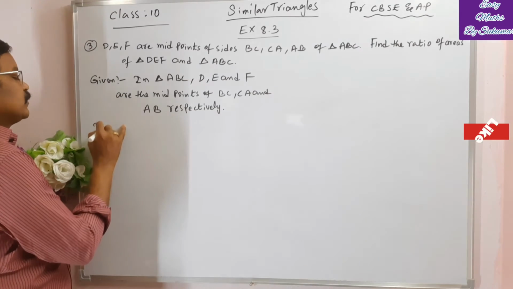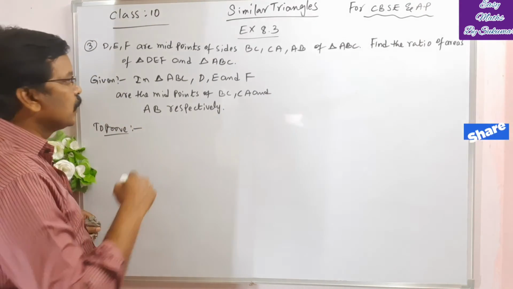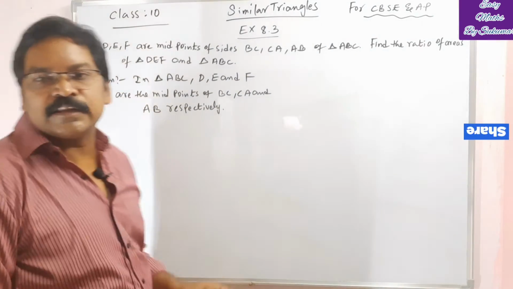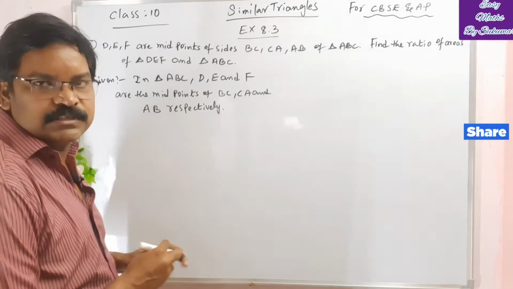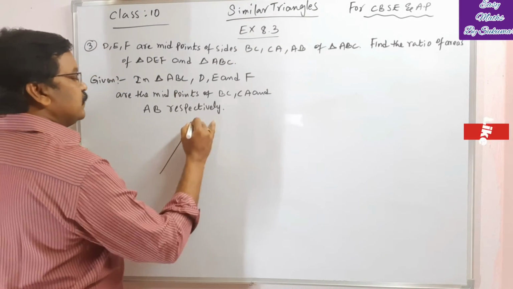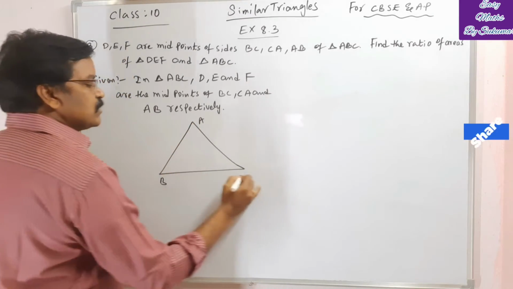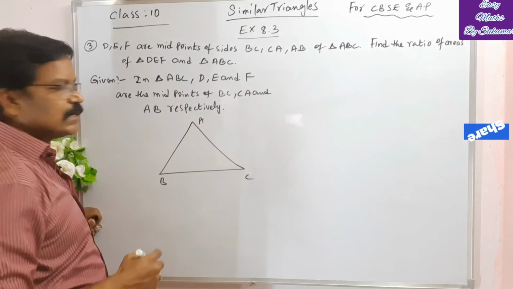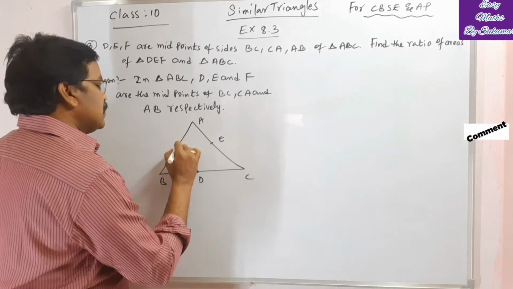What is to be proved here? Nothing to prove; we have to find the ratio of the areas of the two triangles DEF and ABC. Let us take the triangle here. Actually, this ratio is equal to 1:4. So ABC is a triangle, and D, E, F are the midpoints.